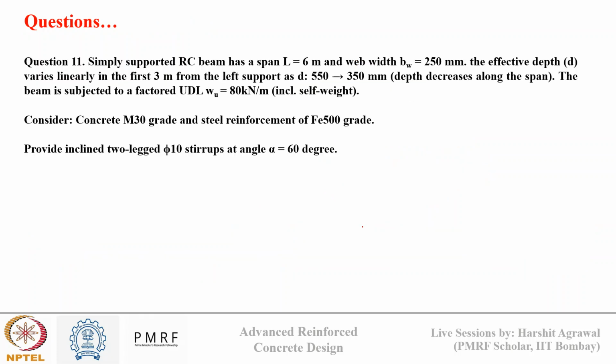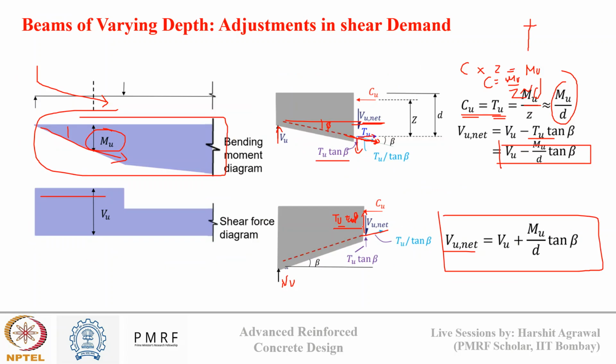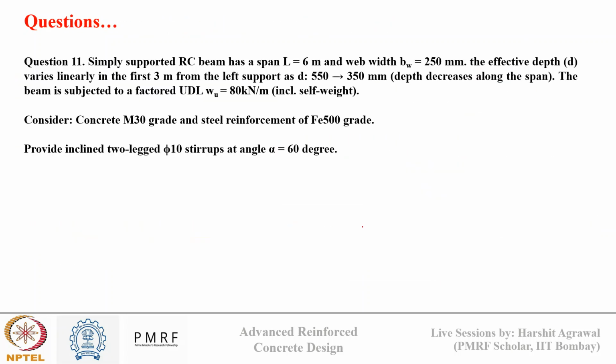Let's see one numerical where we are combining both these things, where we have inclined stirrups and also a varying depth of section. In this question we have a simply supported RC beam which has a span of 6 meter and a web width of 250 mm. The effective depth d varies linearly in the first 3 meter from the left support from 550 to 350 mm, so it is decreasing along the span. It is subjected to a uniformly distributed load of 80 kilonewton per meter, which includes self weight also.